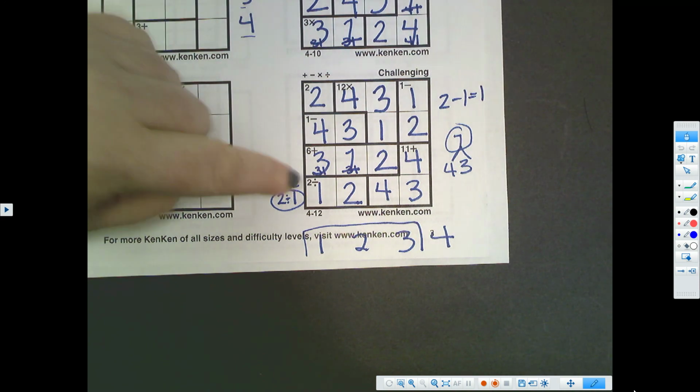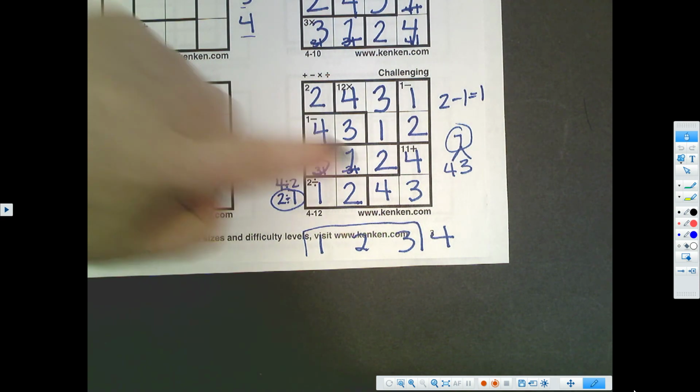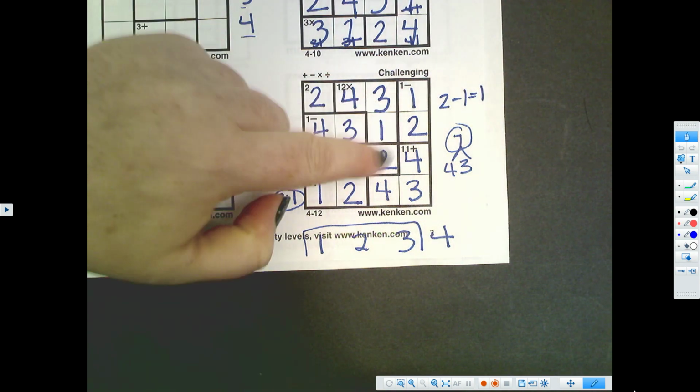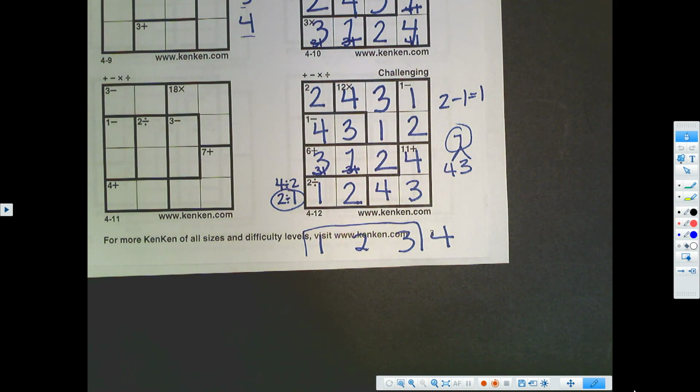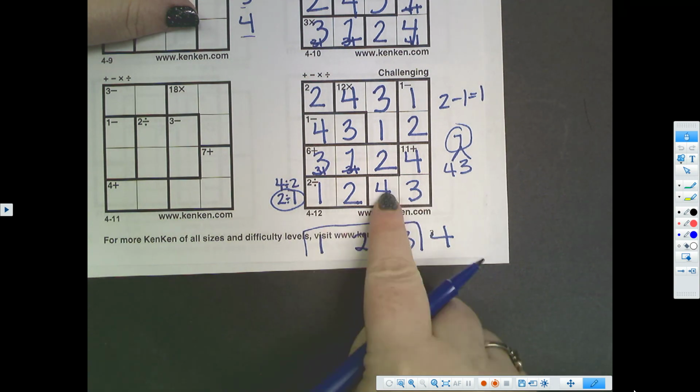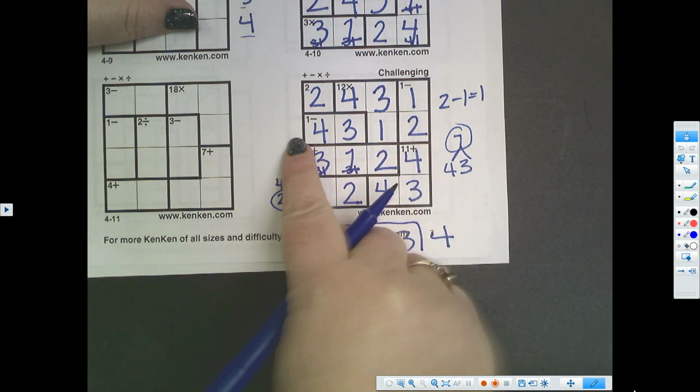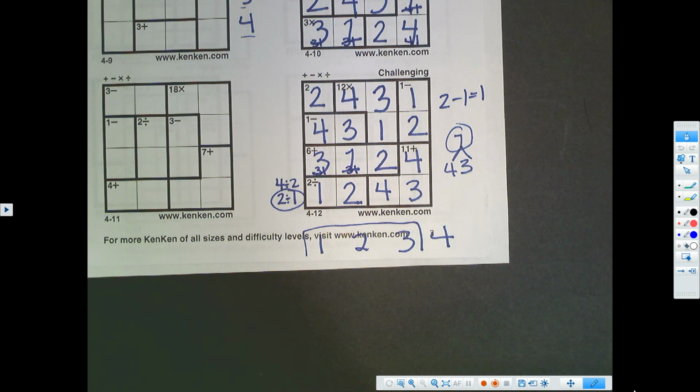And there we go. And if we double check, 1, 2, 3, 4. We have 1 of each in each column. 1 of each in each row. Nothing got duplicated. And that's how you do 4x4 KenKen's.